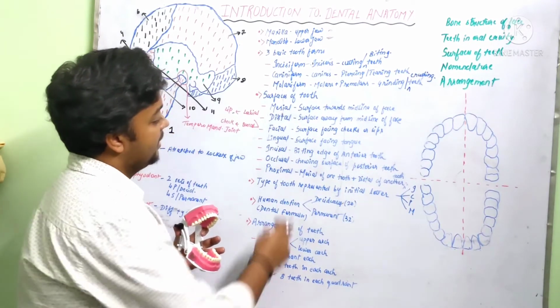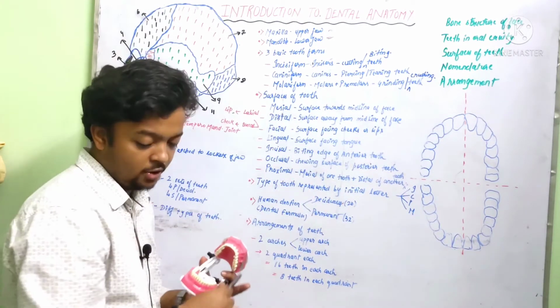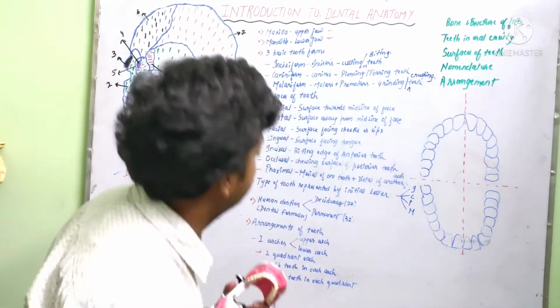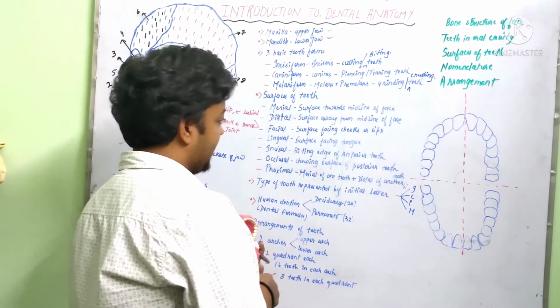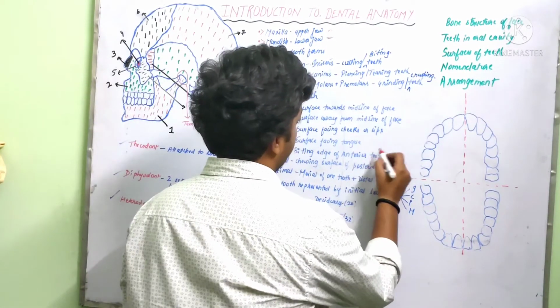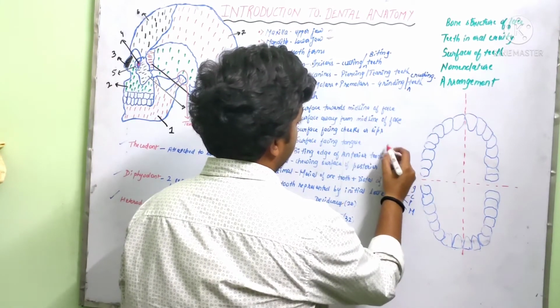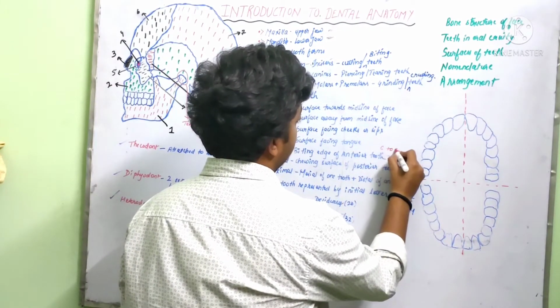Guys, incisal means the biting edge of the anterior tooth. So what do you mean by anterior tooth? You can simply understand by this that anterior means the teeth from canine to canine.